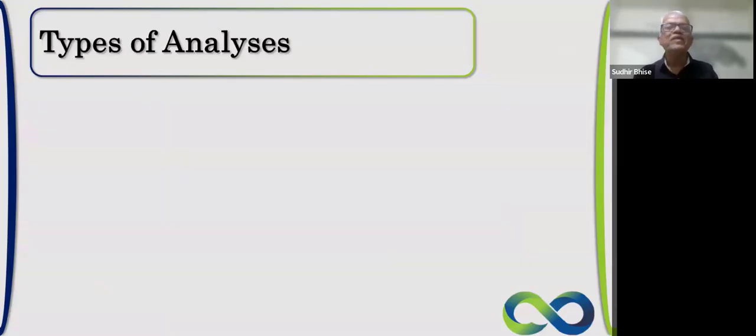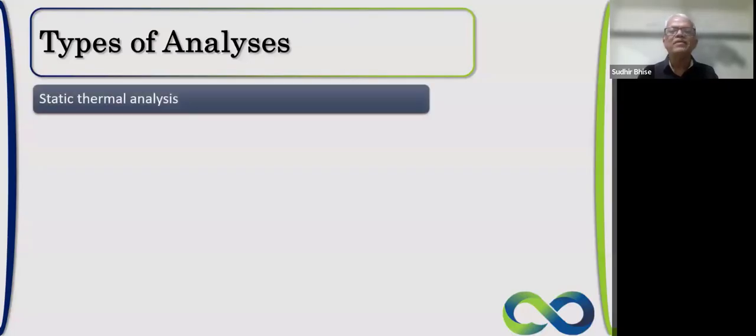Now let us see the types of analysis. Let us see the different types of analysis that are carried out in normal industrial projects. Number one, static thermal analysis. Every word has some meaning. Static means the line has reached a temperature and stays at that temperature for a longer duration. That is what we mean by static.